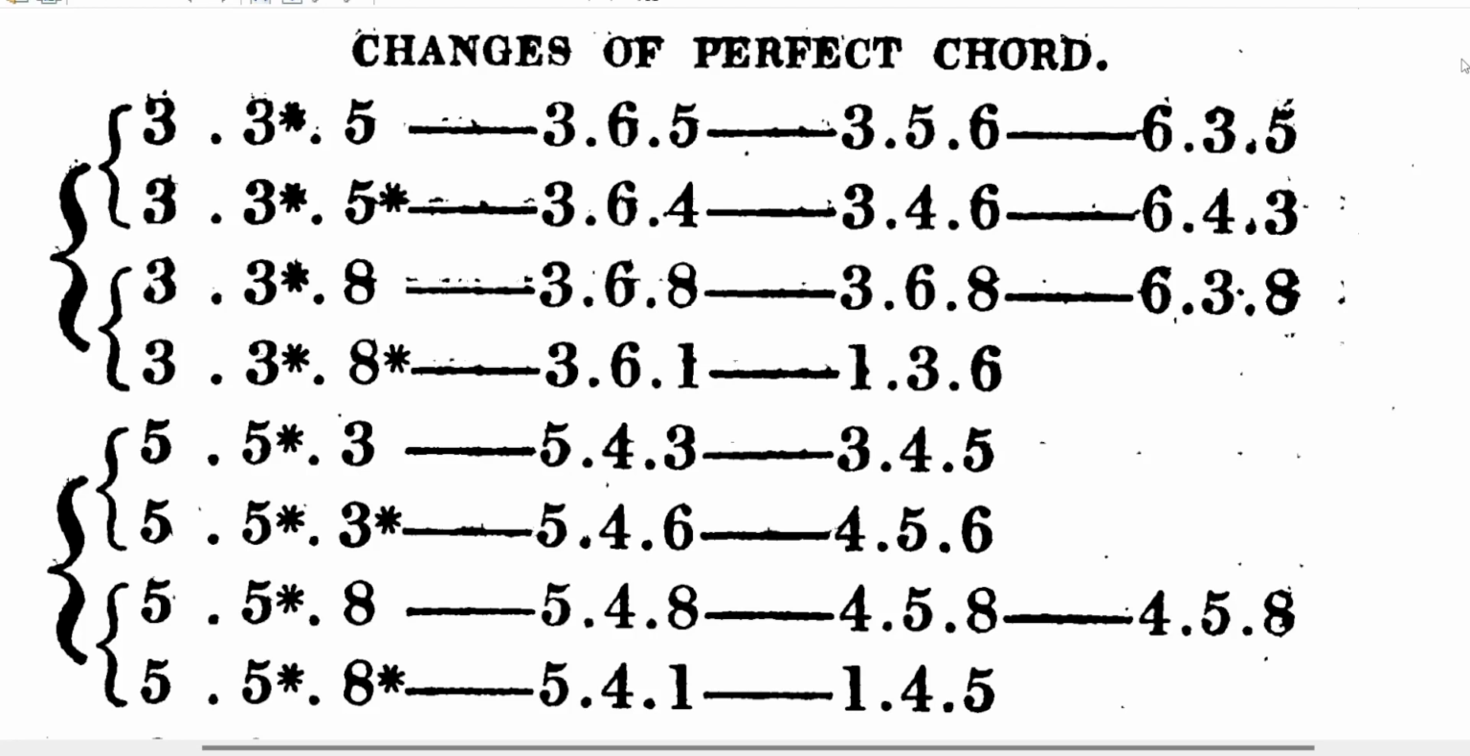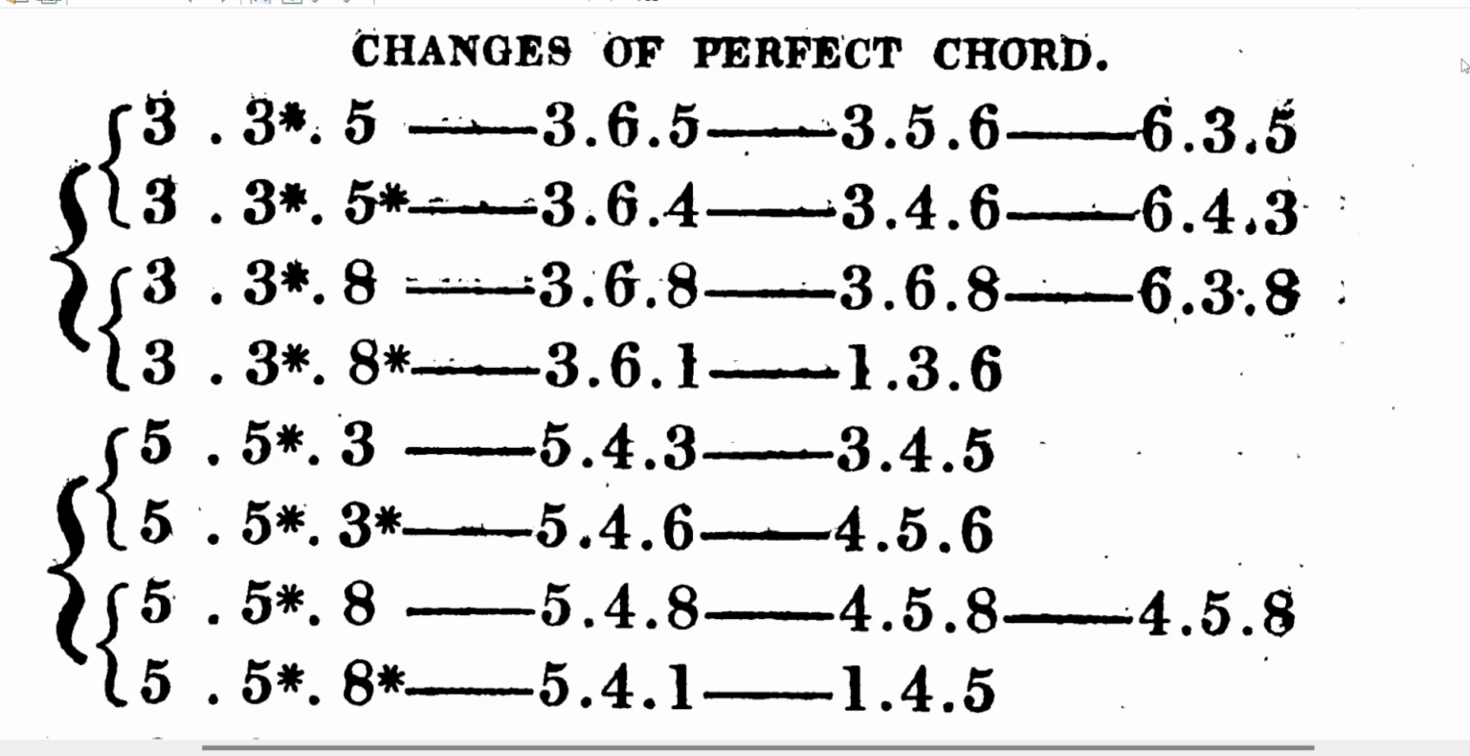Let's look at the second iteration. 3, counting forwards, 3, counting backwards, and 5, counting backwards. So these are the two options for 3, 3, 5, giving us 3, 6, and 4. Or 3, 4, 6. Or 6, 4, 3. All the same chord.